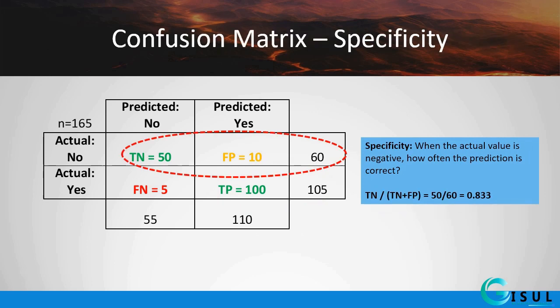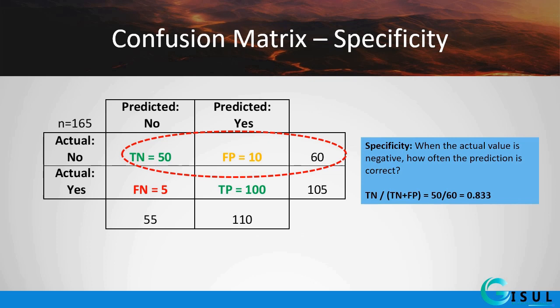The next metric is specificity, which answers the question, when the actual value is negative, how often is the prediction correct? Just like sensitivity, specificity is something which you want to maximize. Examining the example, once again we know that the specificity is slightly low because out of 60 cases where the patients are actually negative, in 50 cases the model correctly predicts negative, and in 10 it wrongly predicts as positive.